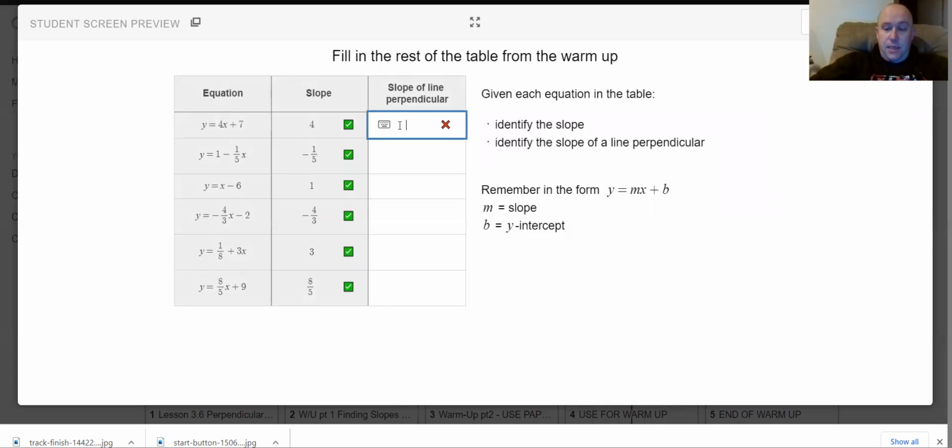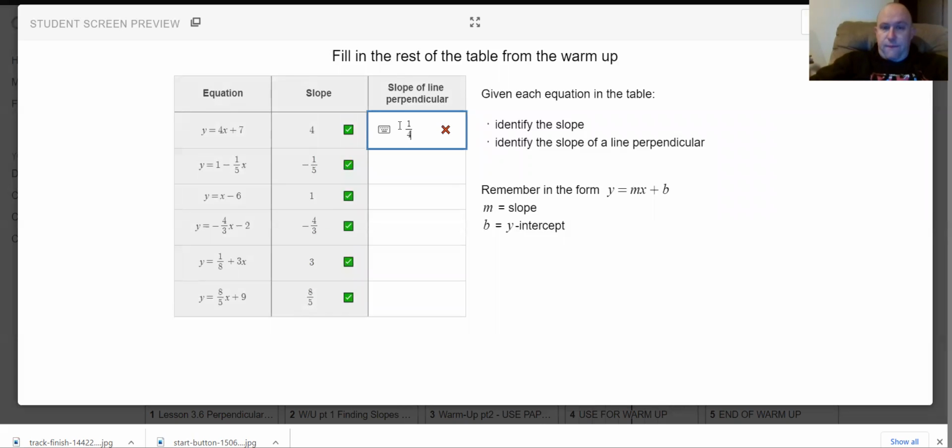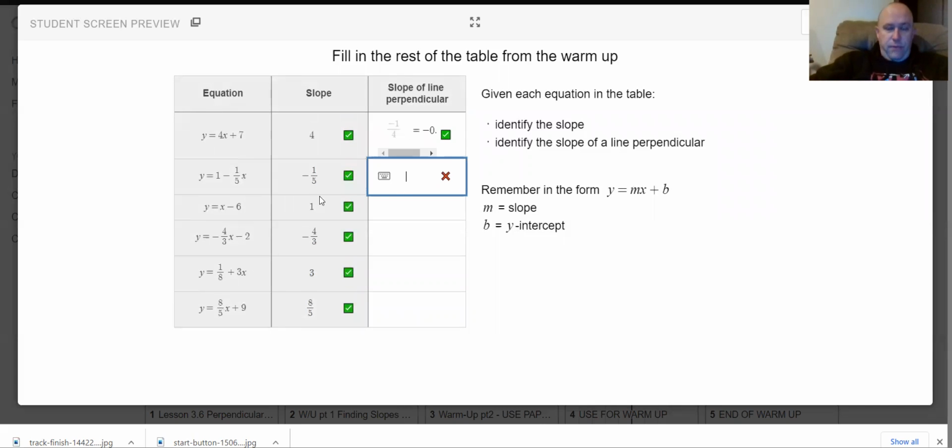So 4, I'm thinking is 4 over 1. So when I flip it, it becomes 1 over 4. But I also need to change the sign, and it would become negative 1 over 4. Negative 1 over 5, flip it. So it's 5 over 1, which is actually just 5, and change the sign. So instead of being negative, this would actually just become positive 5.